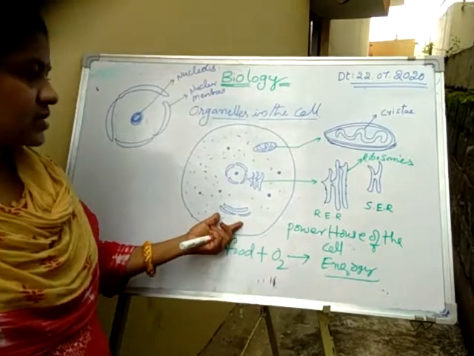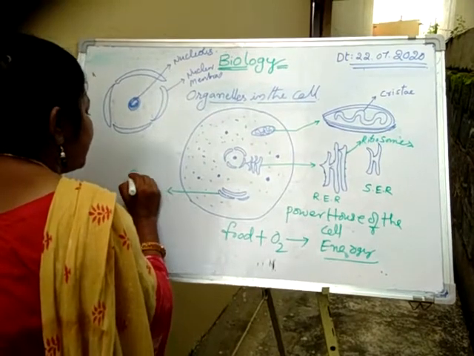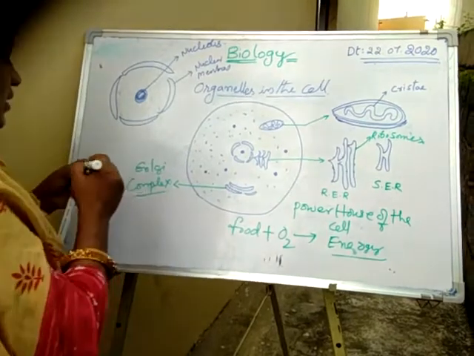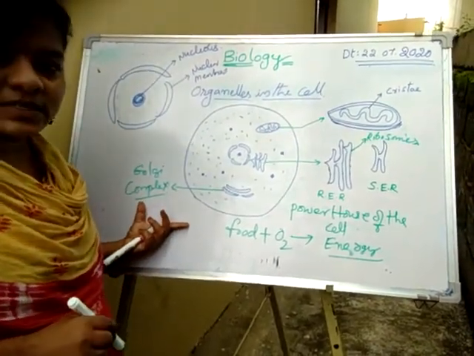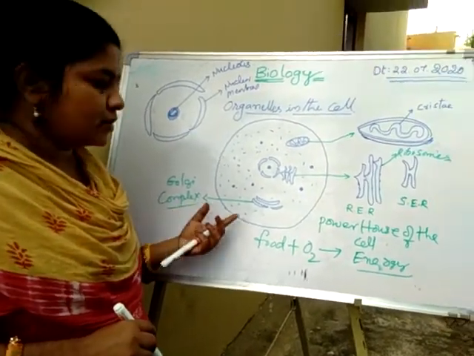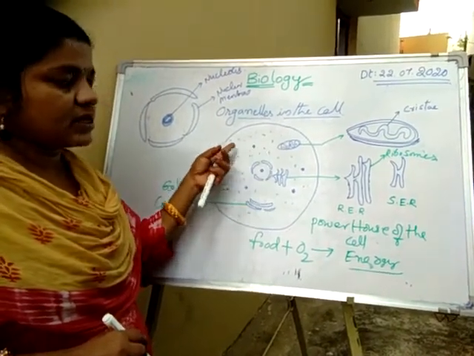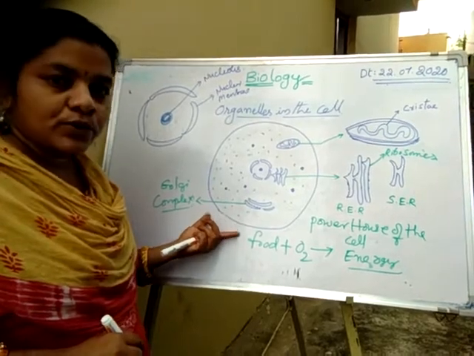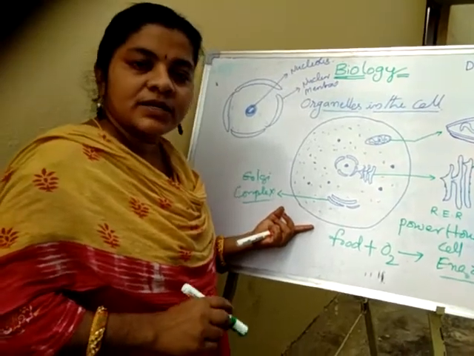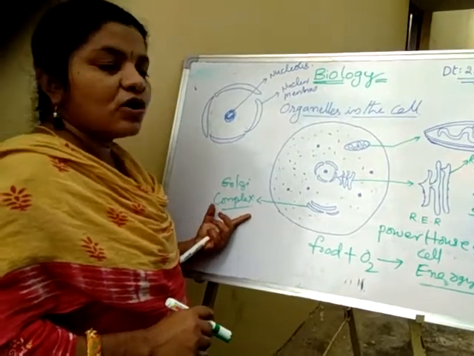The other part we are seeing here is called the Golgi complex. So what is the function of this Golgi complex in the cell? Golgi complex transports the material to all the organelles, whatever the endoplasmic reticulums and mitochondria and some other organelles in this cell. So it transports the material to all the organelles and sometimes it repairs the organelles. So that is the function of the Golgi complex.